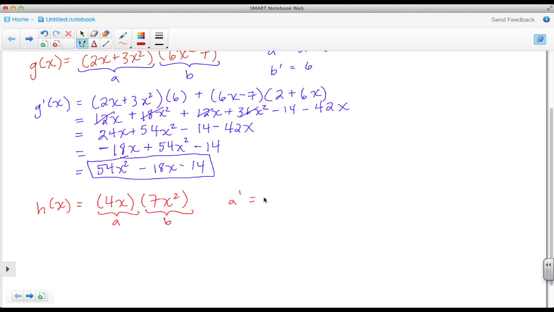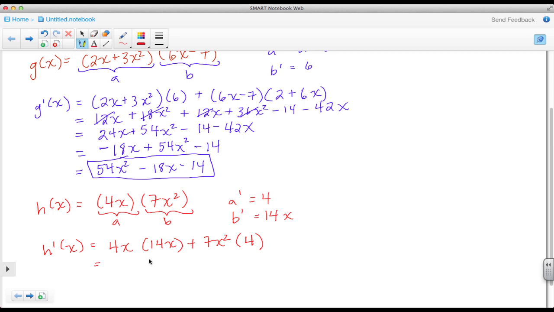Well, the derivative of a is just going to be 4. The derivative of b means I bring this 2 down to the front, so I've got 7 times 2 to give me 14, and then I decrement this power, so it's just going to be x. So h prime of x says I write the first term, which is 4x, times the derivative of the second term, which is going to be 14x, plus I write the second term, which is 7x squared, times the derivative of the first term, which is 4.